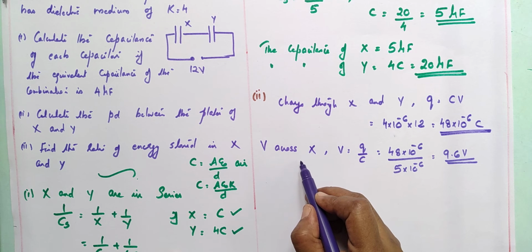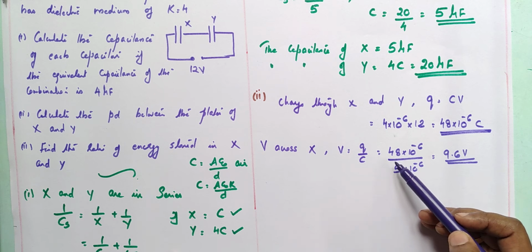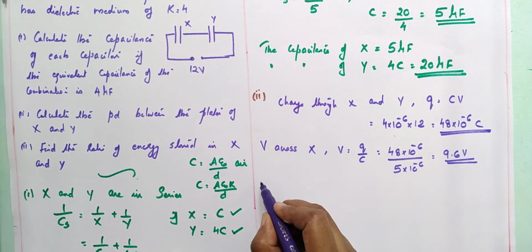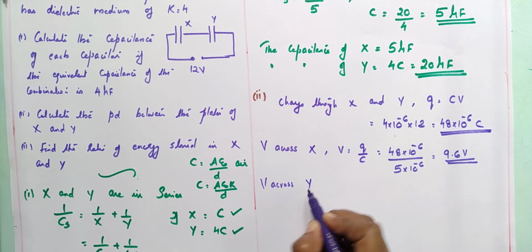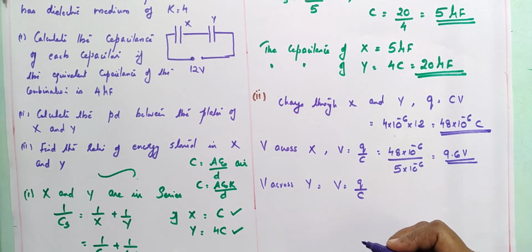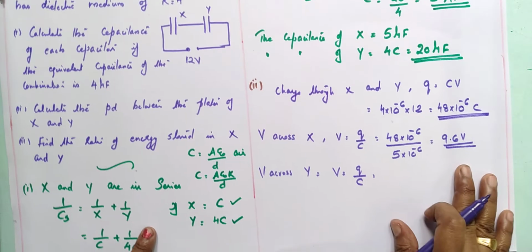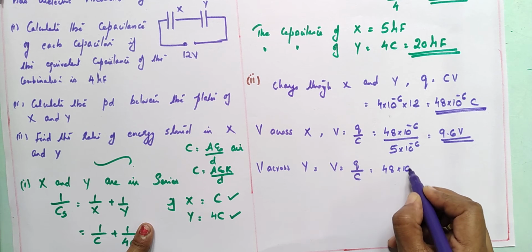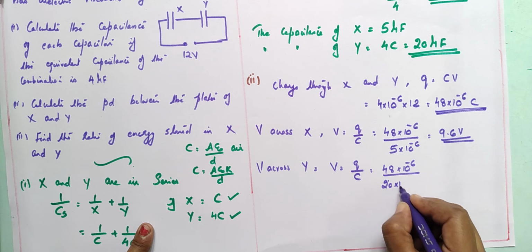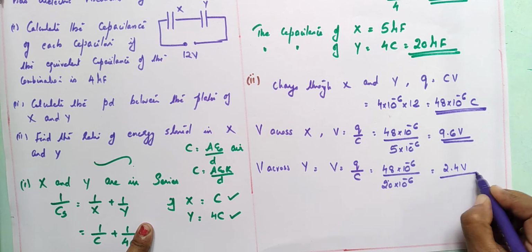So the potential difference across X is its charge divided by its capacitance: 48 into 10 raised to minus 6 divided by 5 microfarad. Similarly, the potential difference across Y is V equals Q by C, its charge divided by its capacitance. Its charge is 48 into 10 raised to minus 6, and the capacitance of Y is 20 into 10 raised to minus 6. So that is equal to 2.4 volt.